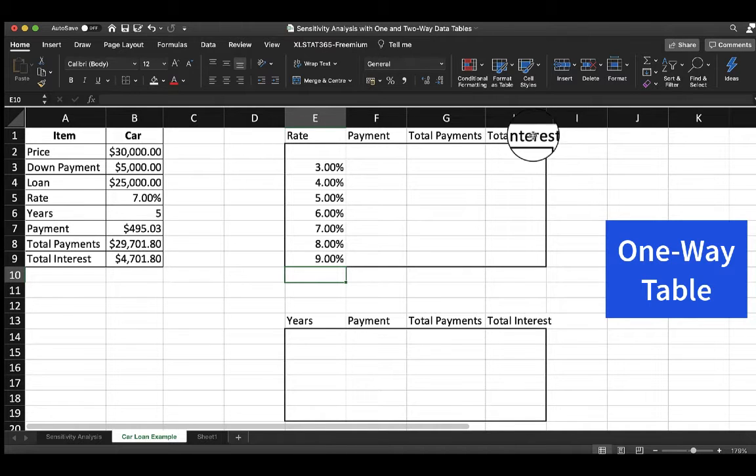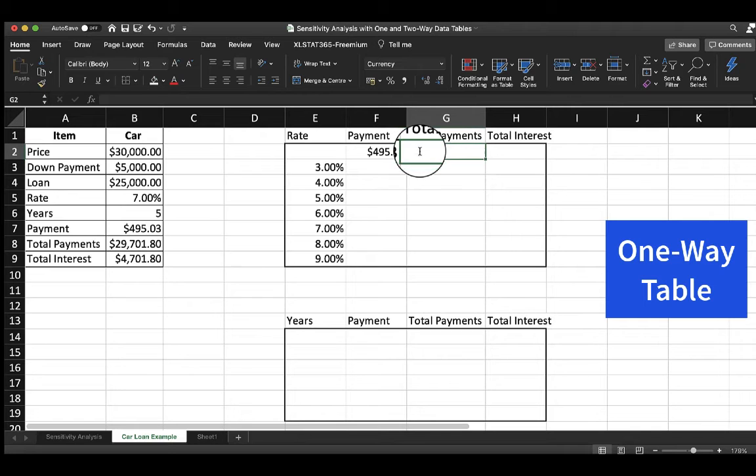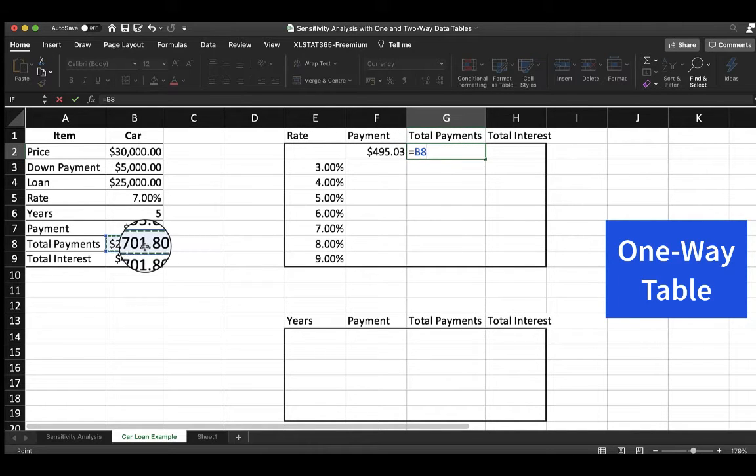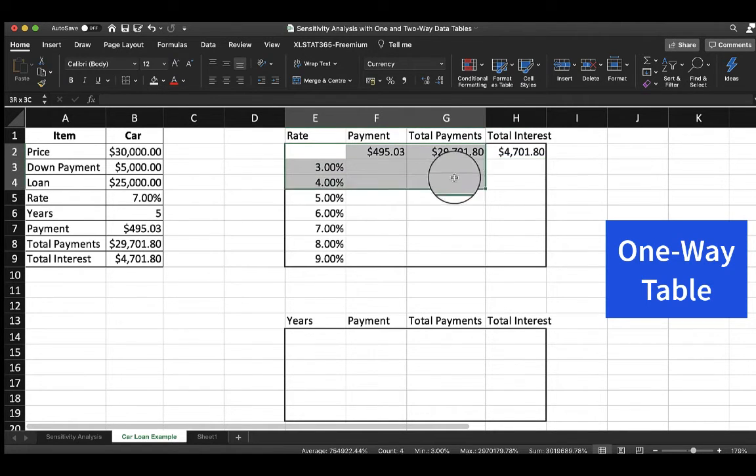Starting with cell F2, I'll type equal and select payment, that is the B7 cell. Similarly, I'll type for total payment and click on B8. Then I'll type equal again and click on total interest. So I have got these values. Now the data table can be filled with the sensitivity analysis results. The first step is to select the area of the table where the results should appear. So it will start from here to here.